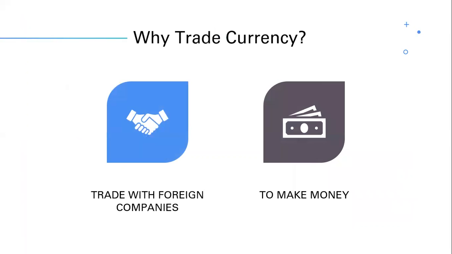So why trade currency? Well, you're going to be trading with foreign companies and you're going to make money. So these are the two main reasons for trading currency.